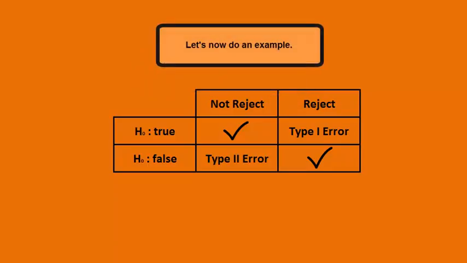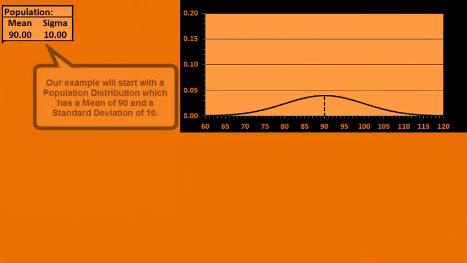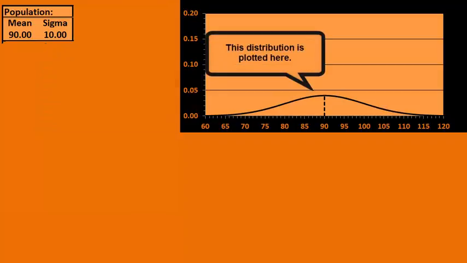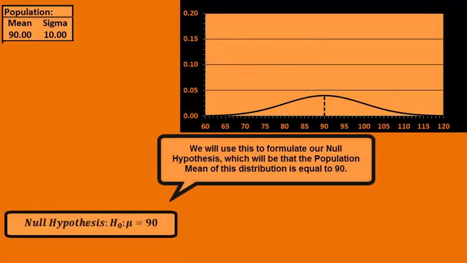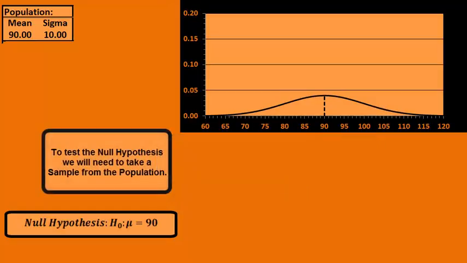Let's now do an example. Our example will start with a population distribution which has a mean of 90 and a standard deviation of 10. This distribution is plotted here. We will use this to formulate our null hypothesis, which will be that the population mean of this distribution is equal to 90. To test the null hypothesis, we will need to take a sample from the population.